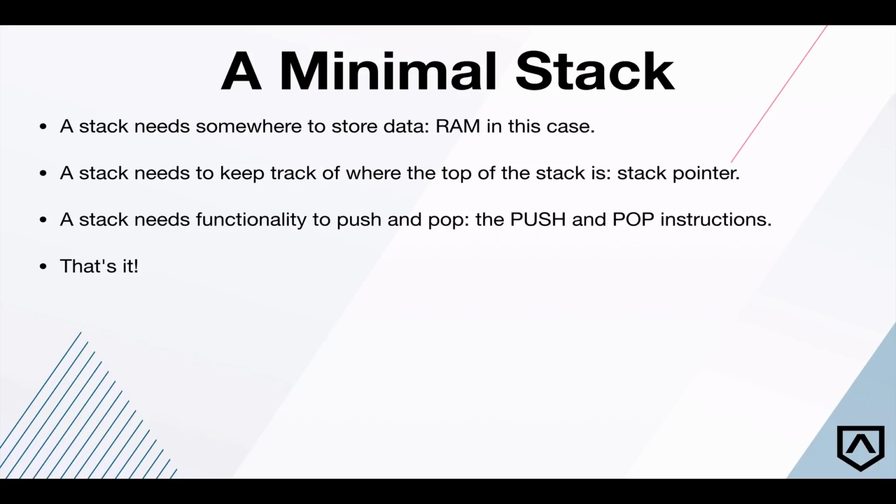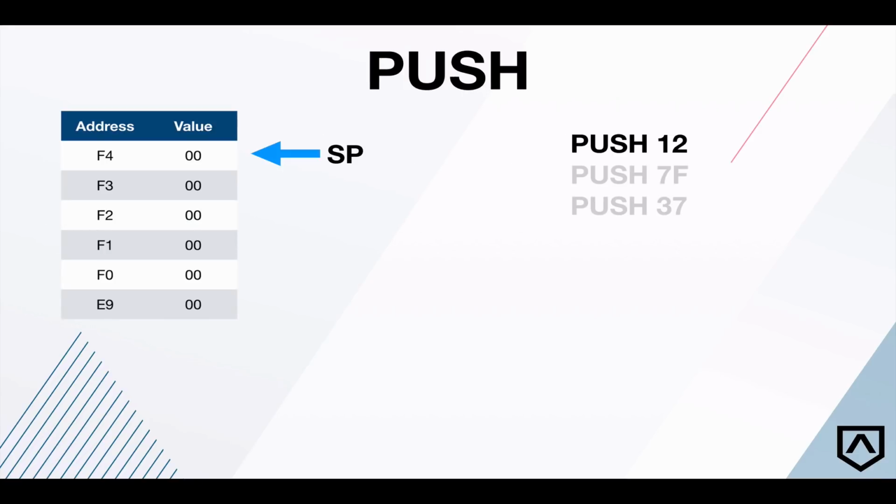So let's run some examples of a stack here. And we'll push some values on. We want to push 12 and then 7F and then 37 on there. These are hexadecimal values. We see in the table on the left, we've got addresses. And of course, this isn't all of memory. This is just a little window of memory here that runs from address E9 up to address F4, shown at the top, also in hex, obviously. And the values that are stored in those addresses are in the right column.